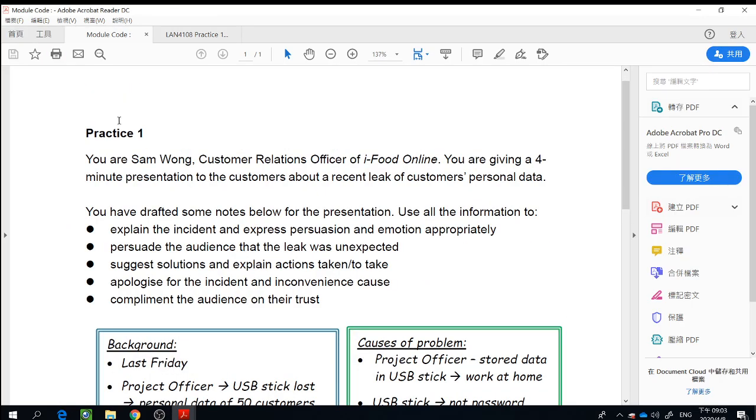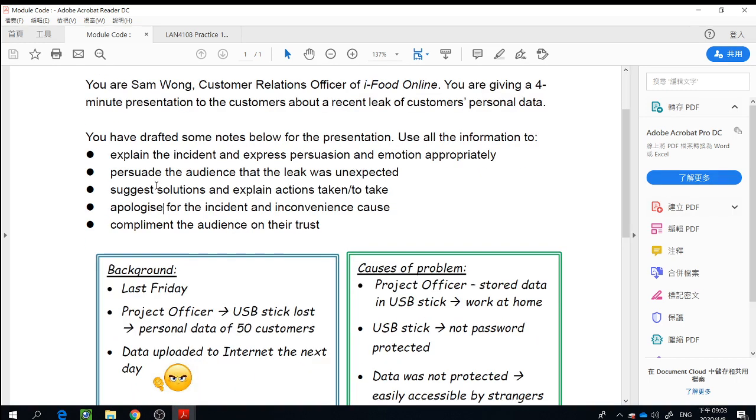And then after talking about this, you should understand what you're expected to talk about. You need to express persuasion. That means you need to convince people. You need to arouse people's emotion. Okay, bear this in mind. This is the tone you should use. And then convince the audience that the problem is unexpected. You should make suggestions, and don't forget that this is the case for you to apologize. You need to feel sorry for the case. And you should compliment. You should thank your audience for their trust and understanding, something like this.